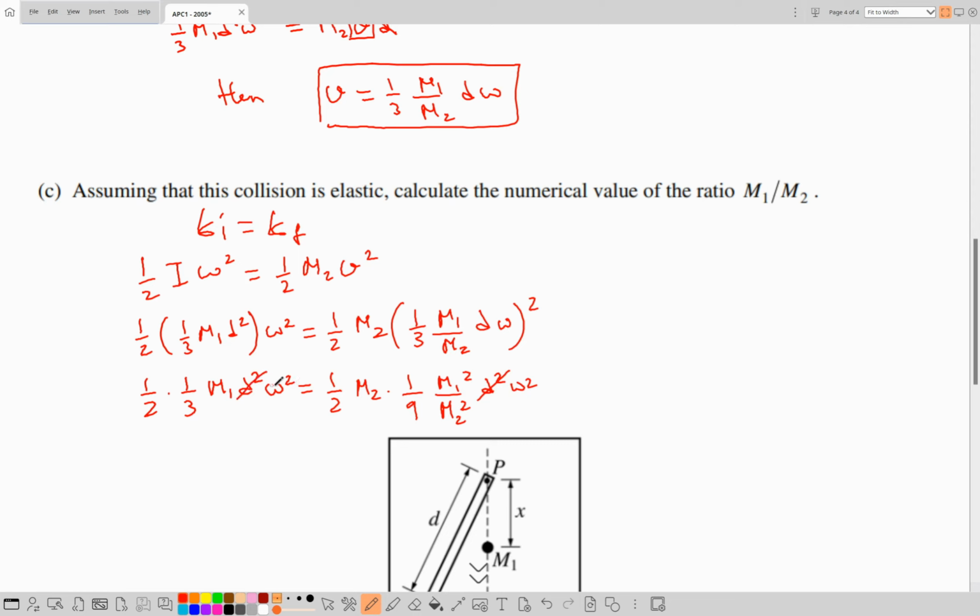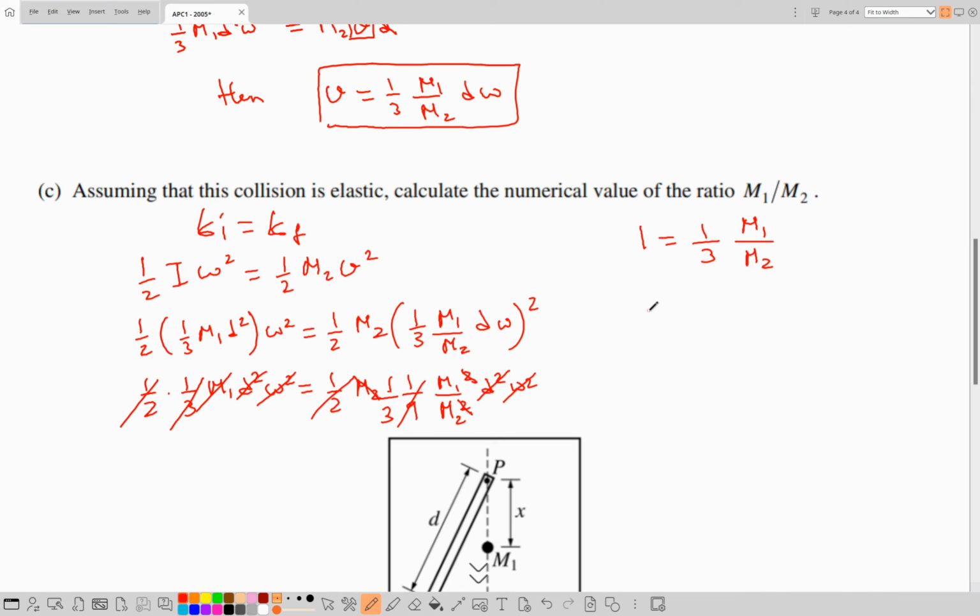Now d squared cancels with d squared, as well as omega squared. Now this would cancel with this, and m2 would cancel with the power 2, half would cancel with half, and 1/3 would cancel with 1/9, and here we have 1/3. So on the left we don't have anything, that would be equal to 1, which is equal to 1/3 m1 over m2.